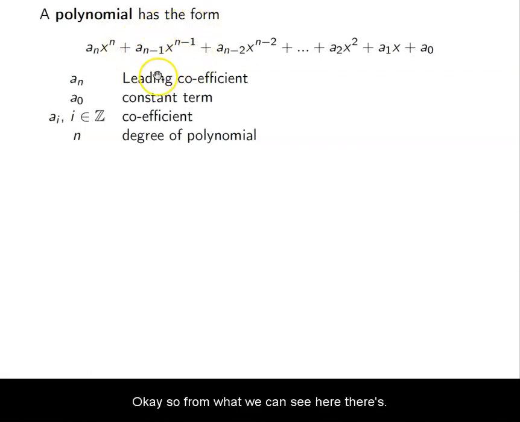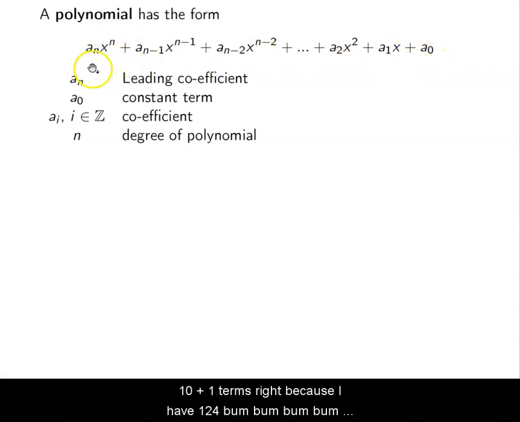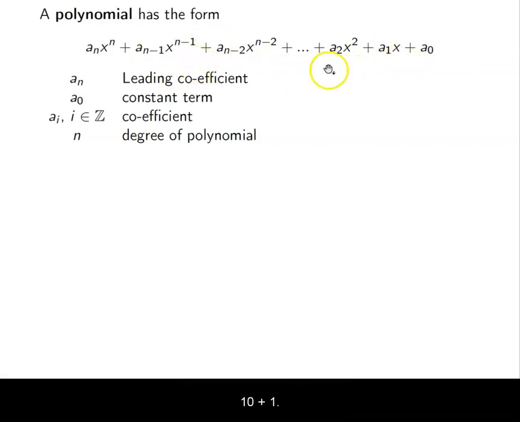Okay, so from what we can see here, there's n plus 1 terms, right? Because I have 1, 2, and so on, up to n terms, and then one more. So every polynomial has n plus 1 terms. Okay.